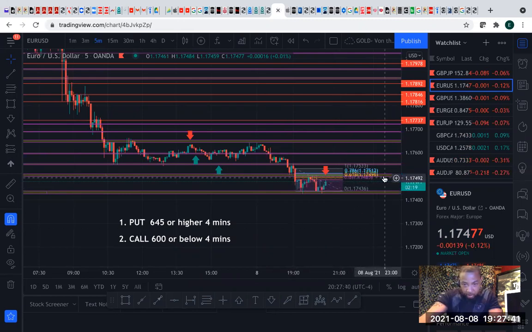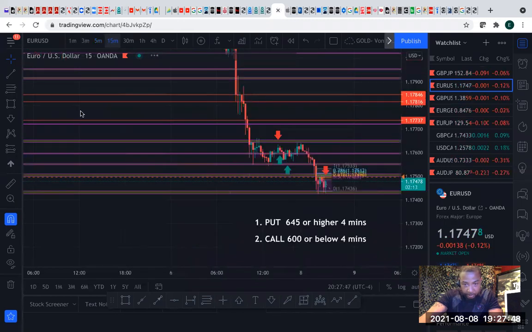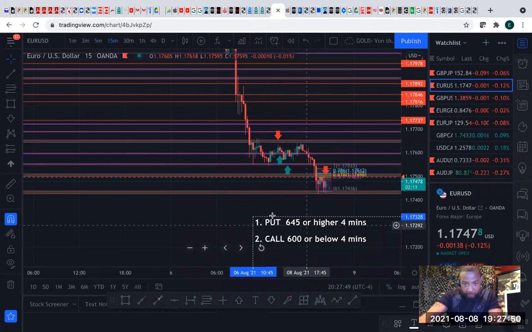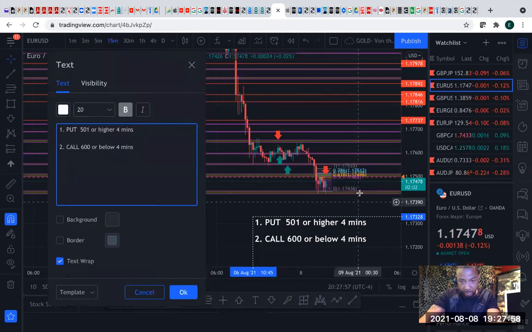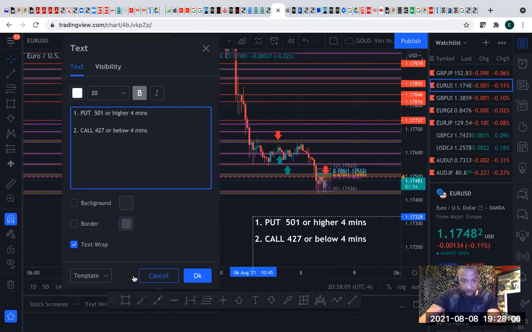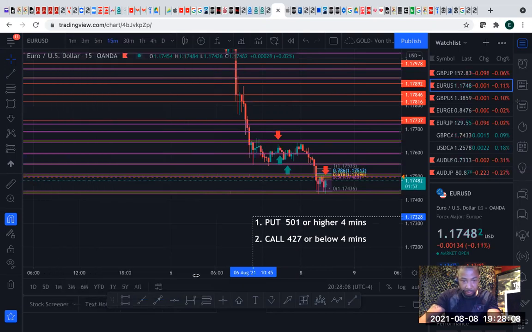So I wanted to come to the 500 area. Let's go back to the higher time frame and look and see. Matter of fact, let me put it here so I don't forget where I wanted that. So I wanted that 501 or higher. And I would also take a call down at 427 or below. So I normally make myself notes on my charts so I pretty much know what I want to do.